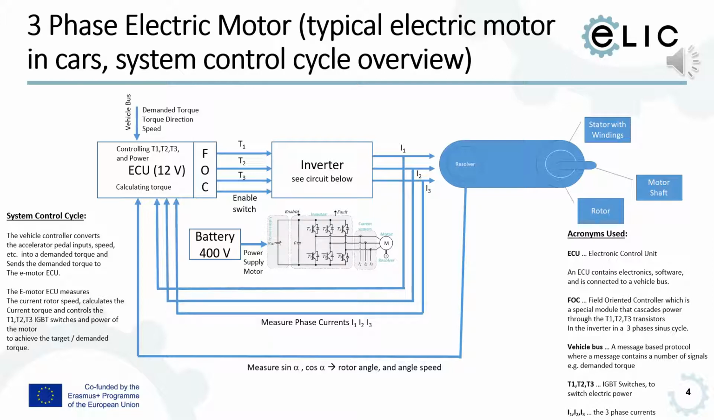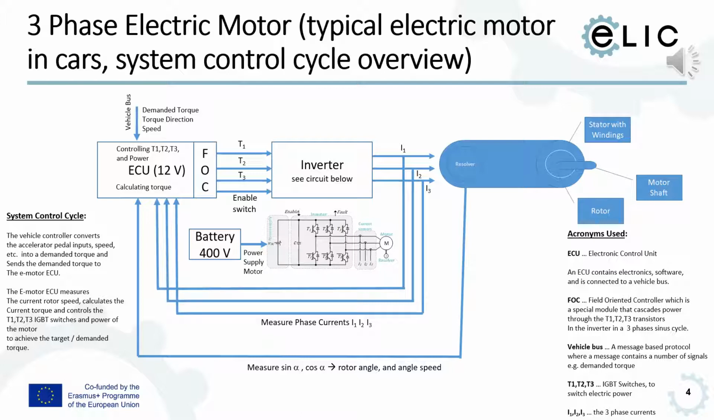This slide tries to explain the e-motor concept as a system overview. What you can see from left to right is that first comes a vehicle bus. That's usually a CAN protocol, or in Volkswagen a FlexRay protocol, and so forth. So by communication protocol we get over the vehicle bus a demanded torque, a torque direction and speed.